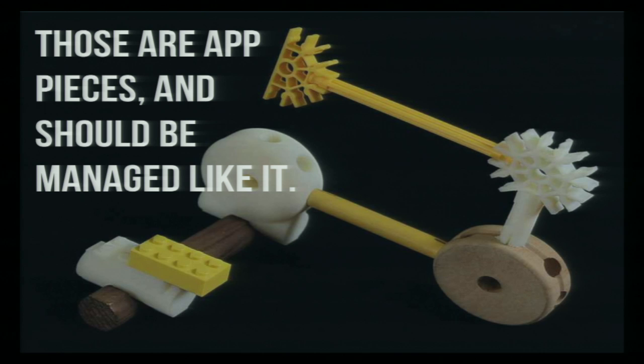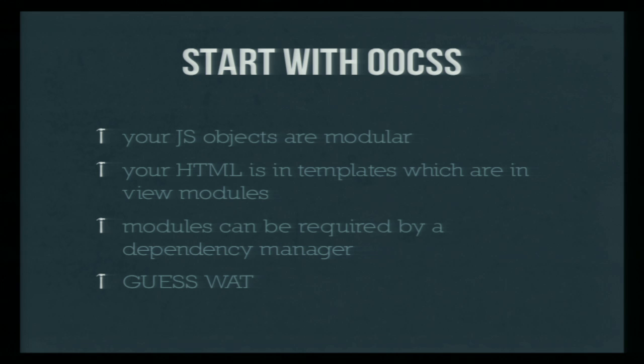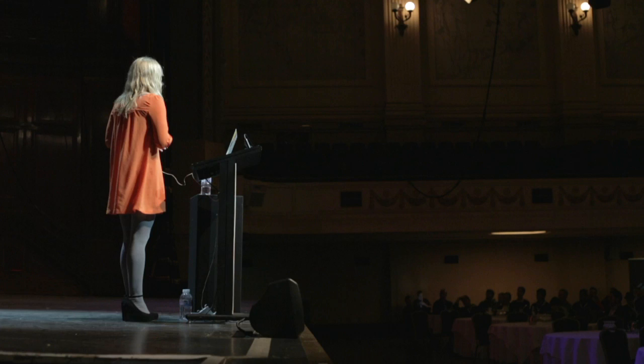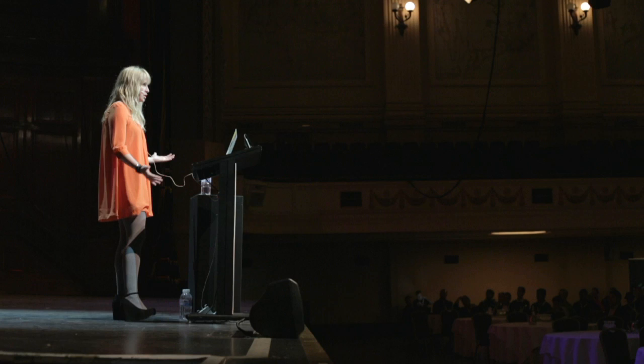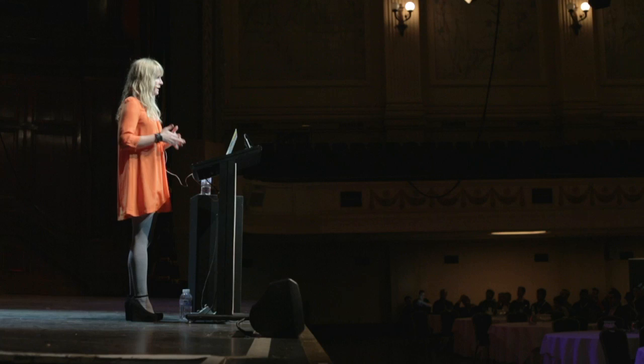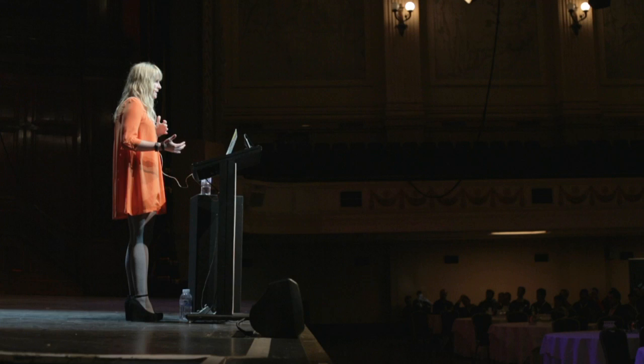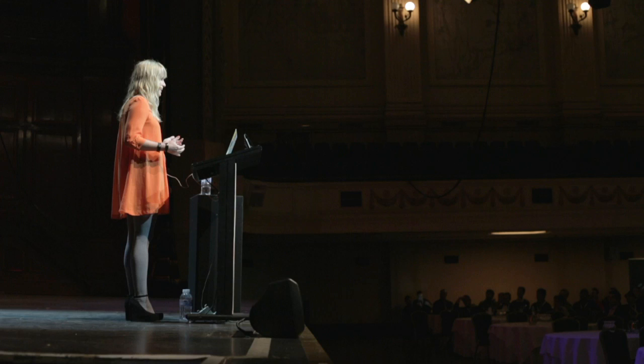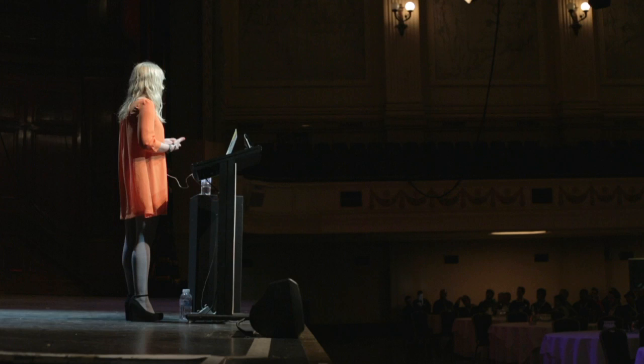And these are all pieces of your application. These are all things that your application needs to know about, and they need to be managed as though they were. So we're going to start with some kind of object-oriented CSS idea, because your JavaScript objects in your application are already presumably modular. And we just talked about putting HTML in templates, which go in views that are also modular. And then once you have those kind of modules, you can compose them with your dependency manager and chain them together, and that's great. And so you want to be able to do the same thing with CSS if you want to take advantage of it in your application.